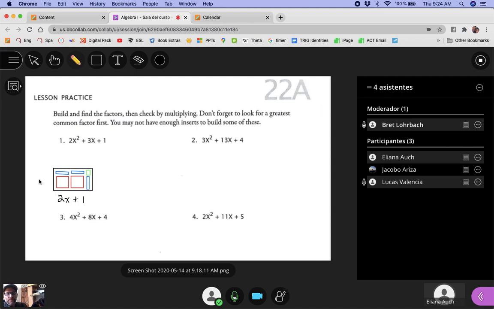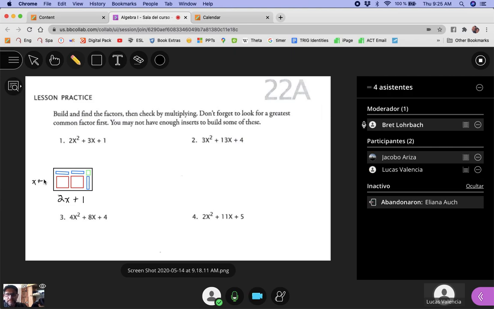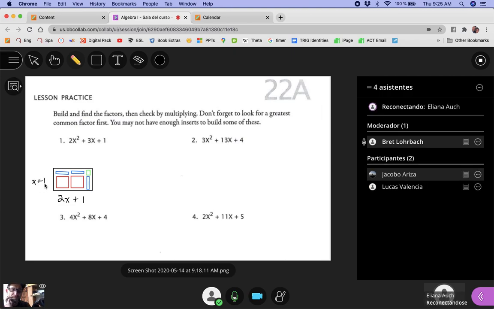And then the width of the rectangle would be what? What's the width of the rectangle? X plus 1. X plus 1. And there you go. So we can factor this down into x plus 1 times 2x plus 1.